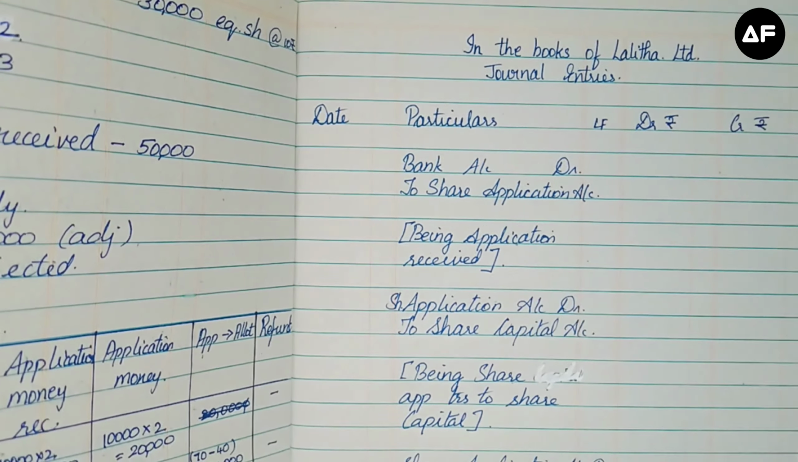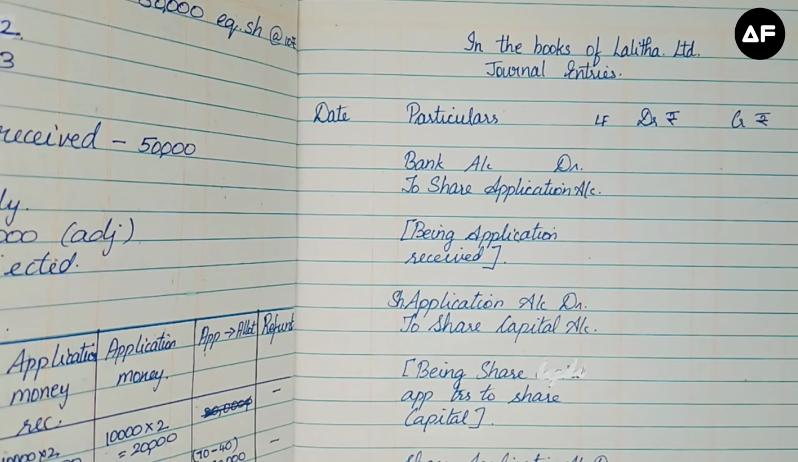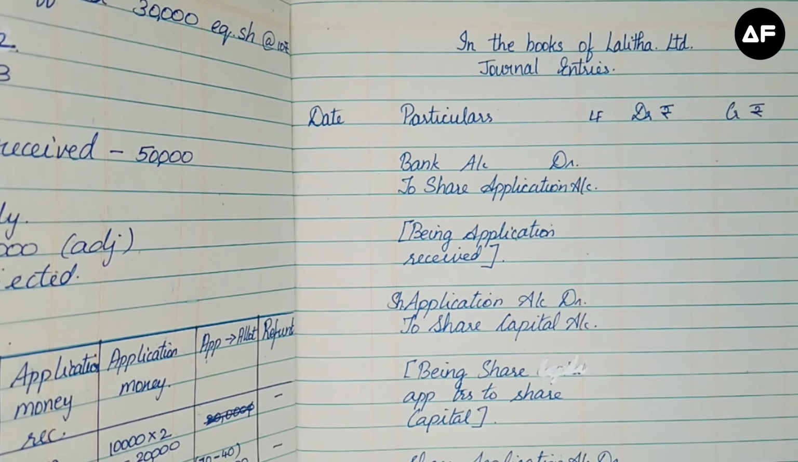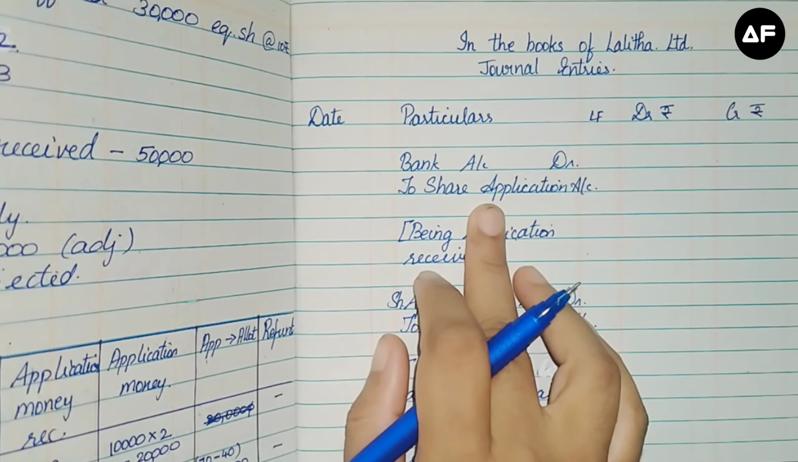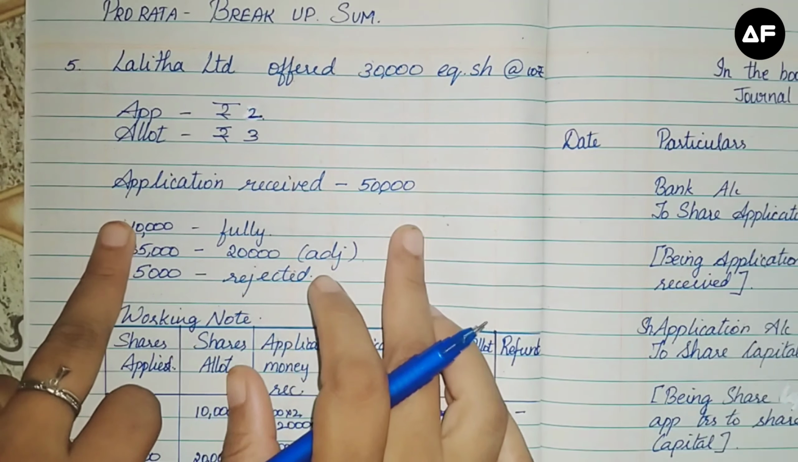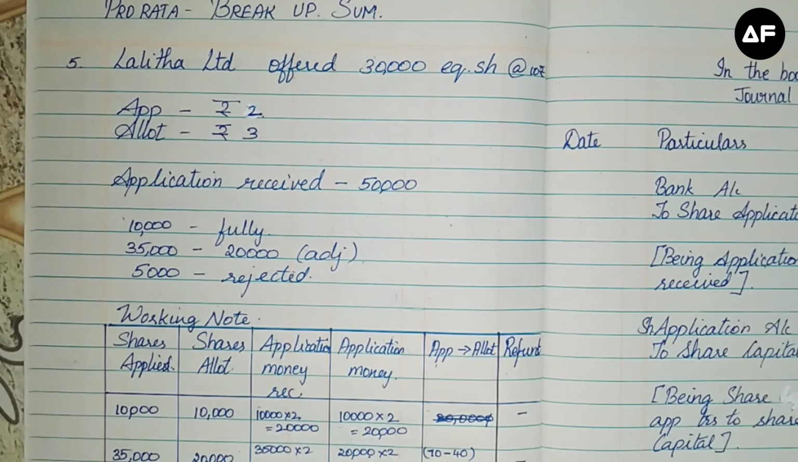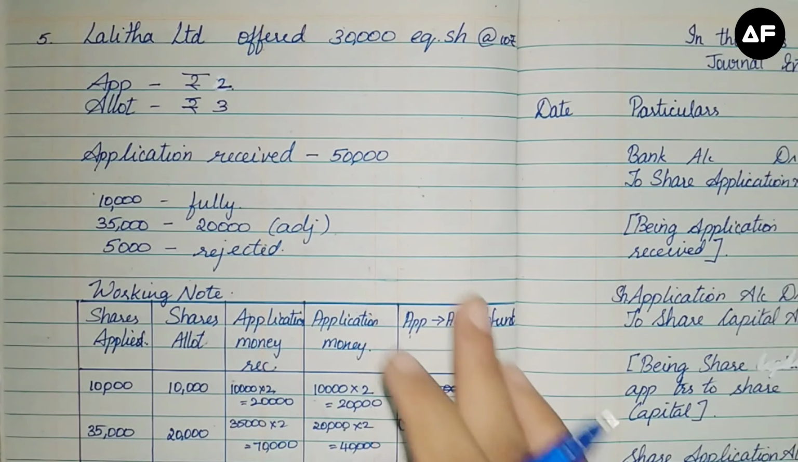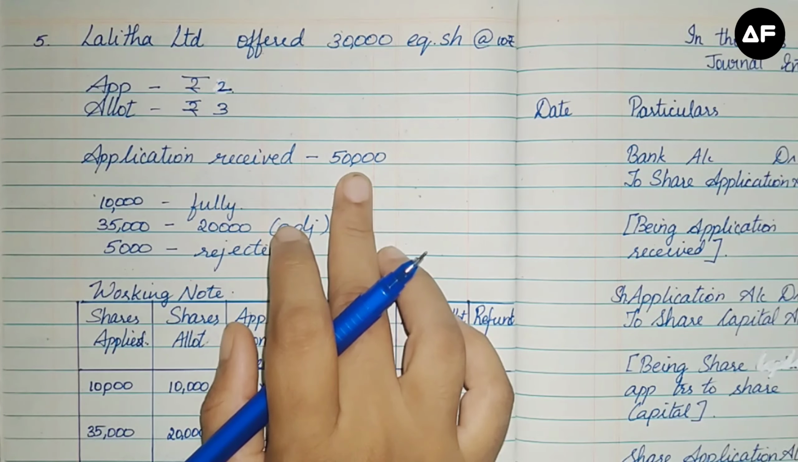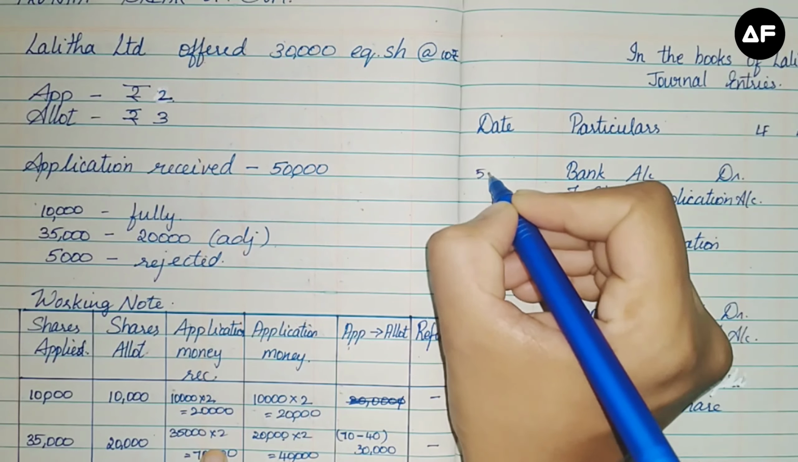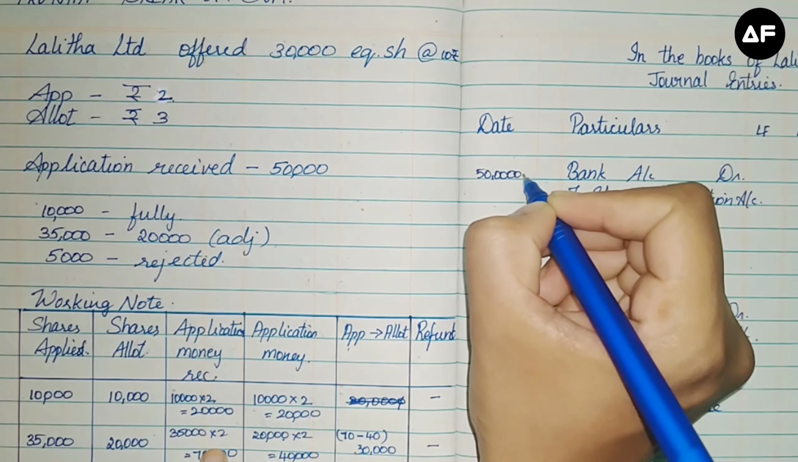Here I've written down the journal entries for the application and the allotment. Let's go through the entries one by one alongside the working note which we have already done. The first entry is receipt of share application, that is bank account debit to share application. When you look into the sum, you can either take it directly from here also. If you're well versed, you can do the sum easily with your own understanding, or else you can take it from the working note which we have finished. The amount of applications received was actually 50,000 into 2, so you can directly write that here also.